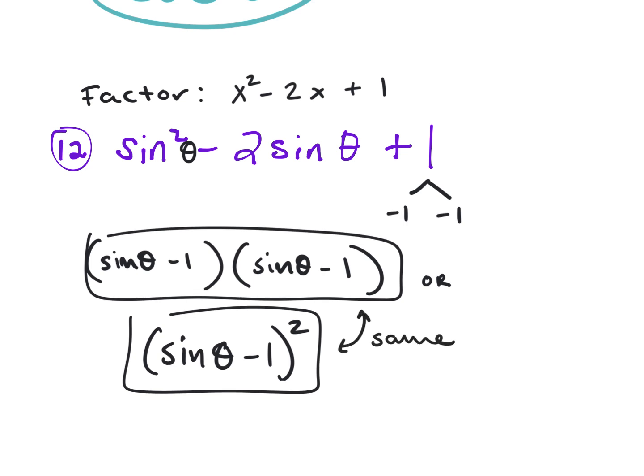But here you just have to factor. You're not solving. You don't set it equal to 0. You don't need to simplify anymore. Just factor.